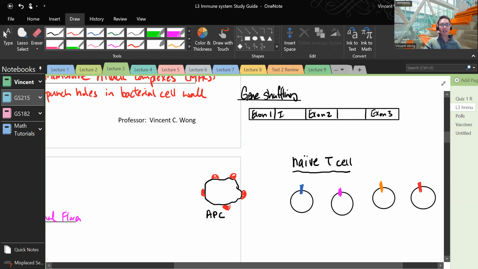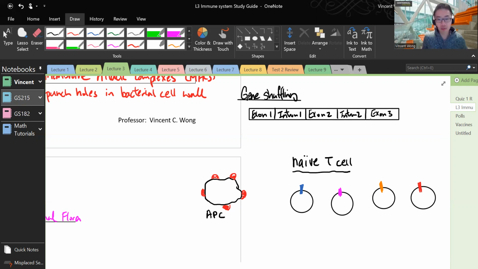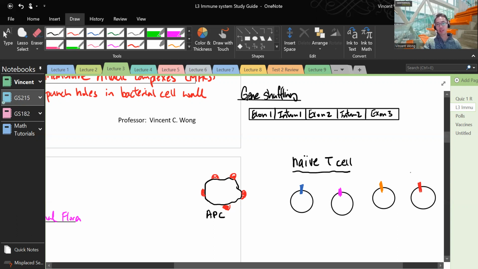Introns? Yeah, the introns, right? So intron number 1, intron number 2. And then what I said at the time was, you remove the introns and then you join the exons together, right? Okay. But that's not always the case. In the case of creating these receptors, these are receptors. They're proteins, by the way. Receptors. Okay, the receptors are generated through gene shuffling.